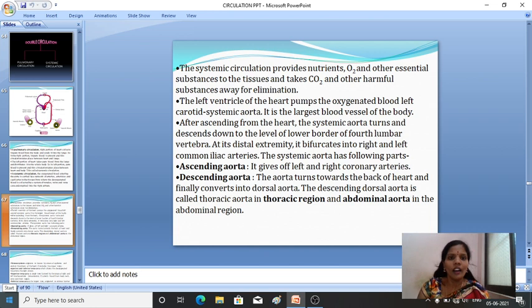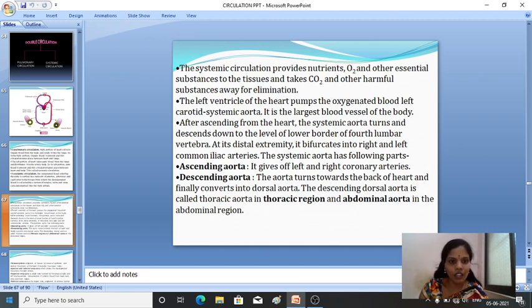Next, systemic circulation provides the nutrients, oxygen and other essential substances to the tissues, and it takes carbon dioxide and other harmful substances away for elimination. So apart from the circulation, it also provides nutrients, oxygen and other essential substances to the tissues, and takes away the carbon dioxide and other harmful substances for elimination. The left ventricle of the heart pumps the oxygenated blood.